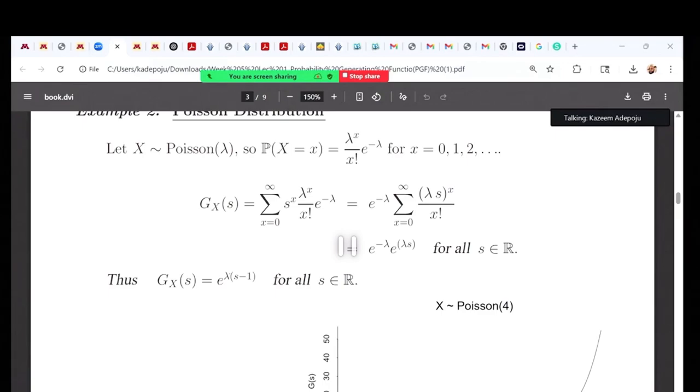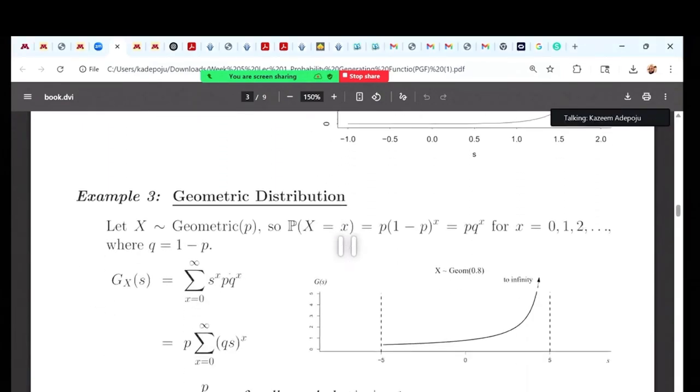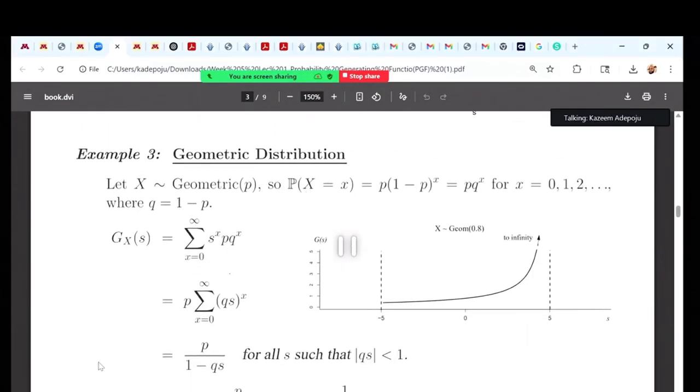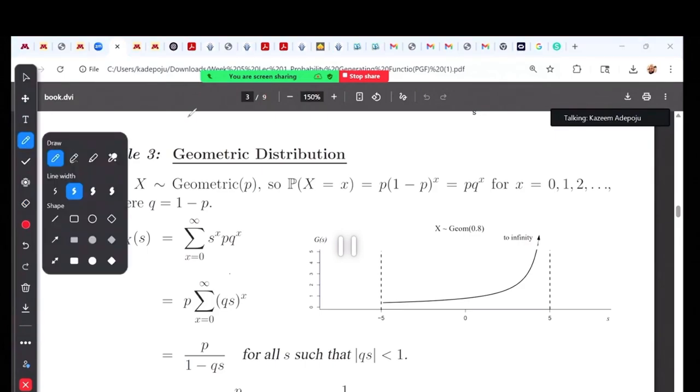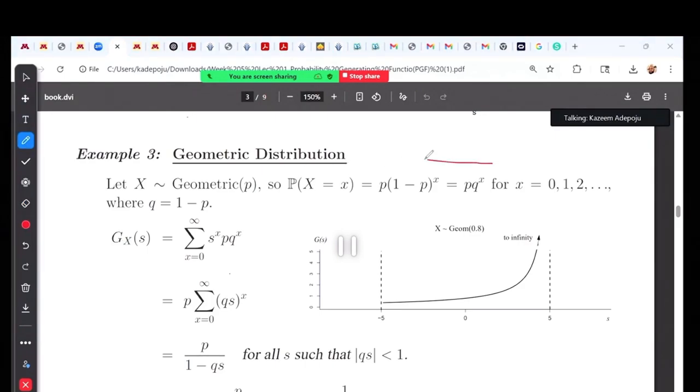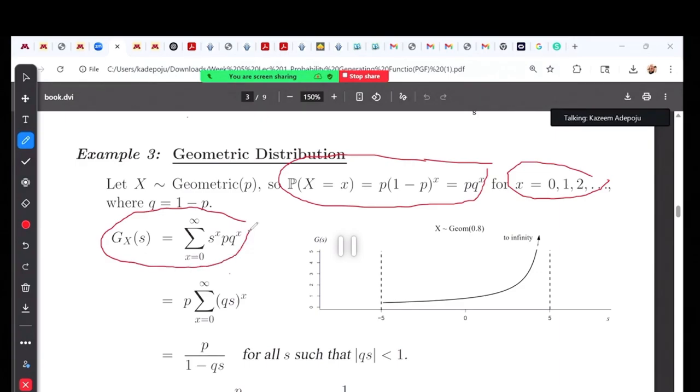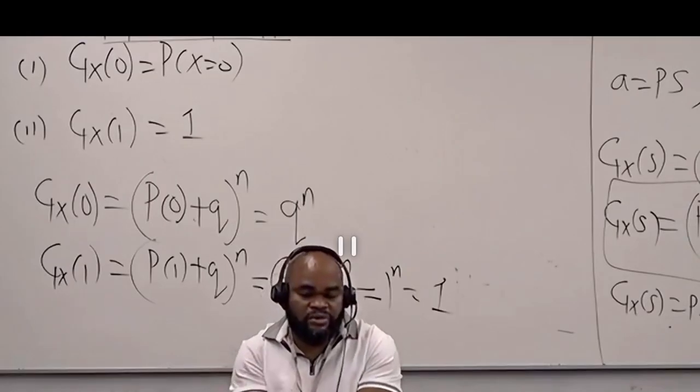I want to move to the geometric distribution now. It's the same procedure. You're given a geometric distribution with this as the probability mass function, and this is the state space. Now you want to figure out the probability generating function. Of course, you're using the formula, because this guy here is the probability of X equal to x.